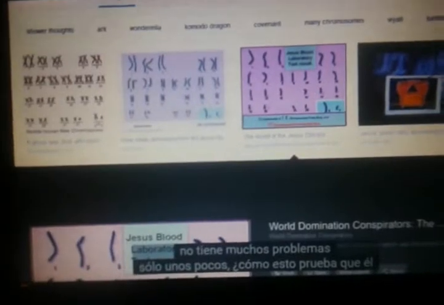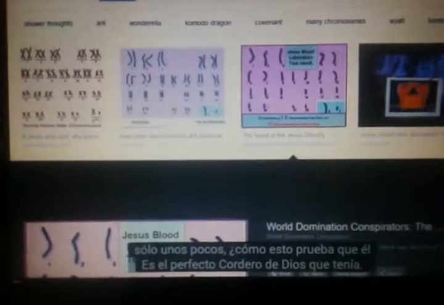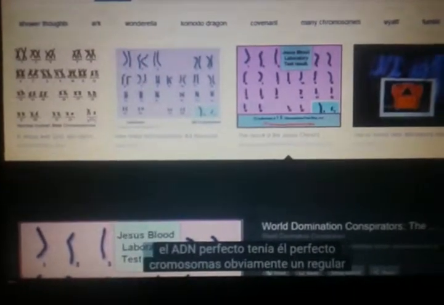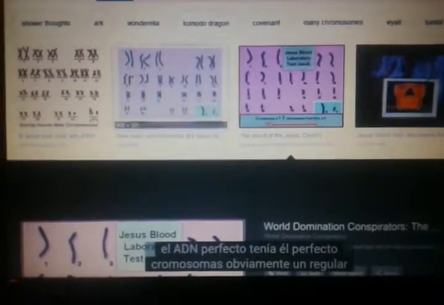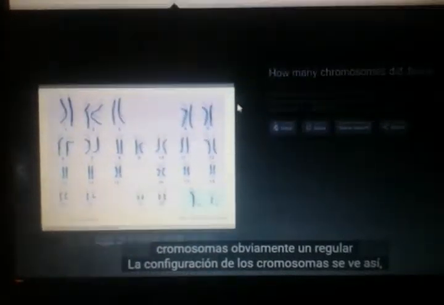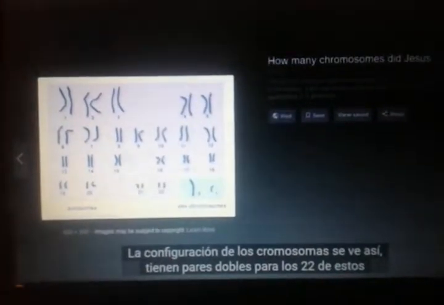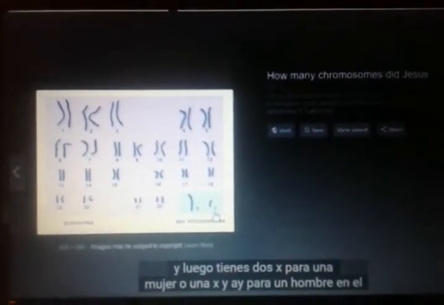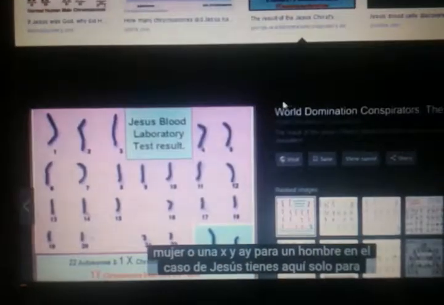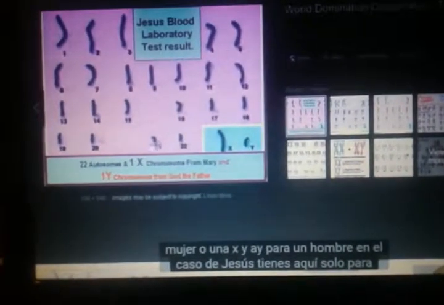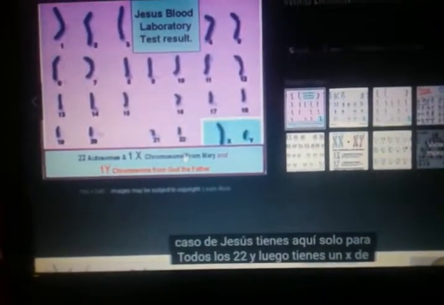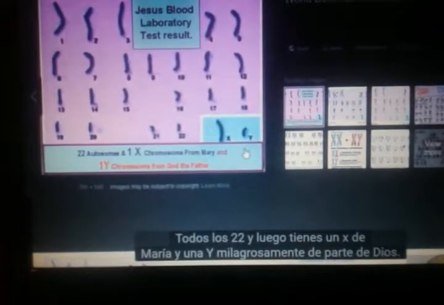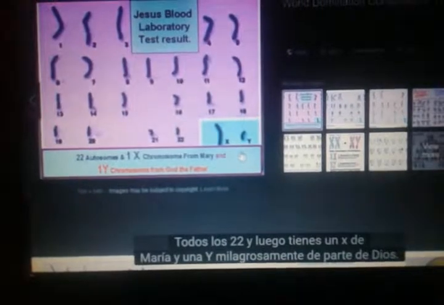How does this prove that he is the perfect Lamb of God? Did he have perfect DNA? Did he have perfect chromosomes? Obviously, a regular chromosome setup looks like this. You have double pairs for all 22 of these, and then you have either two X's for a female or an X and a Y for a male. In the case of Jesus, you have single for all the 22, and then you have one X for Mary and one Y miraculously from God the Father.